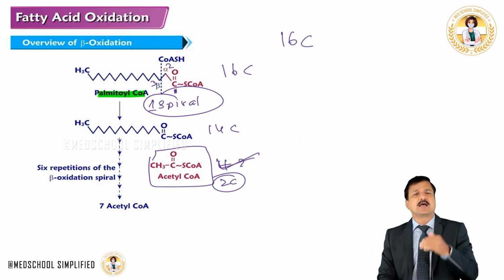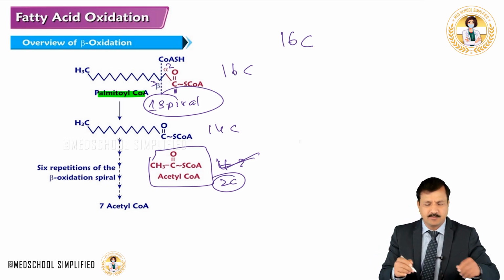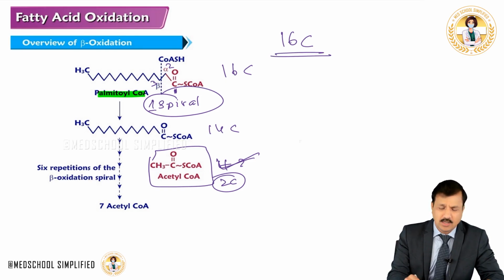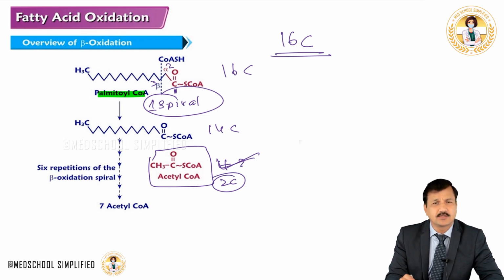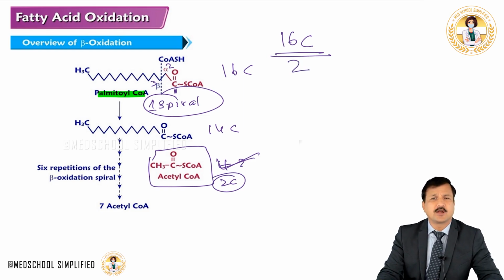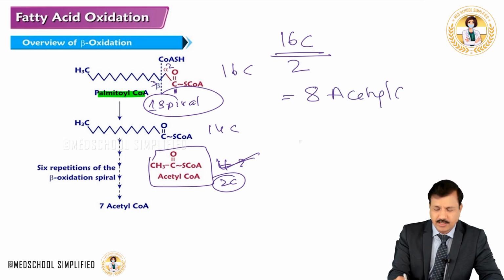So like this, a number of beta oxidation spirals will go on, ultimately breaking a 16 carbon fatty acid into acetyl-CoA molecules. If you want to calculate how many acetyl-CoA molecules we get from beta oxidation of a 16 carbon fatty acid, you simply divide the total number of carbons in the fatty acid by 2. 16 divided by 2 is 8. So that means you get 8 acetyl-CoA.